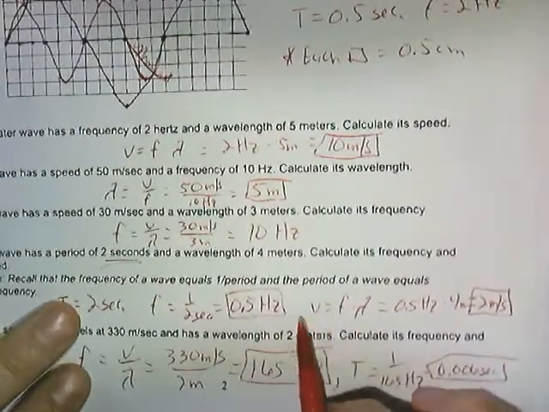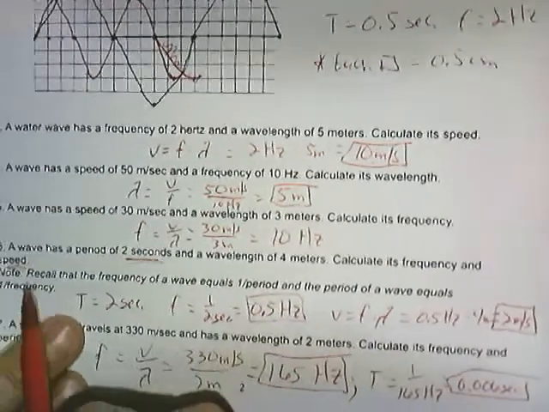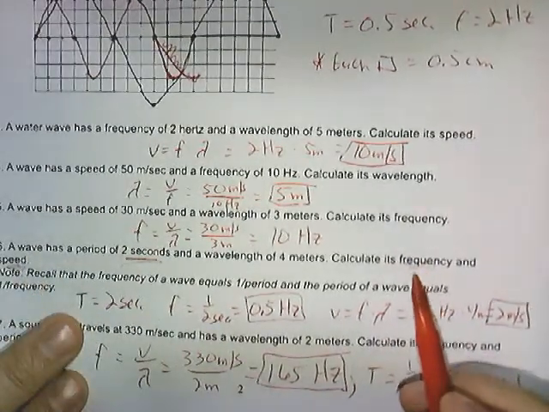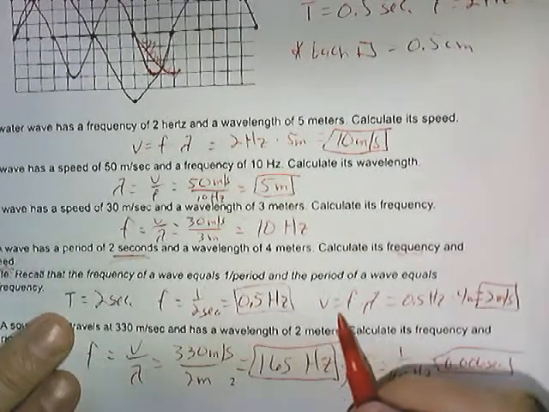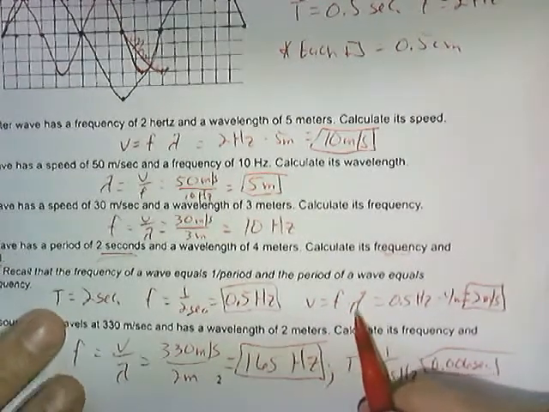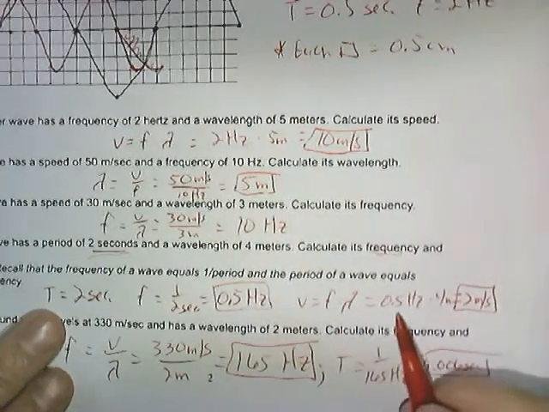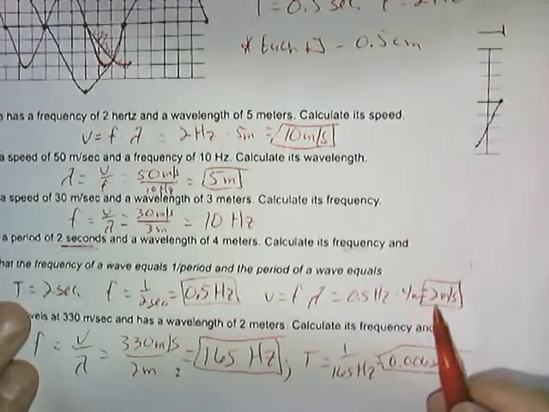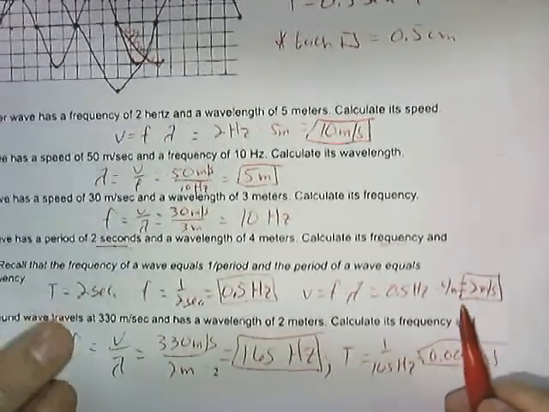The speed here, calculate its speed as well. It says it right there. Make sure you're doing frequency. Frequency is 1 over T. Speed is going to be frequency times lambda, my wavelength. So 0.5 hertz times 4 meters tells me my wave speed is 2 meters per second.